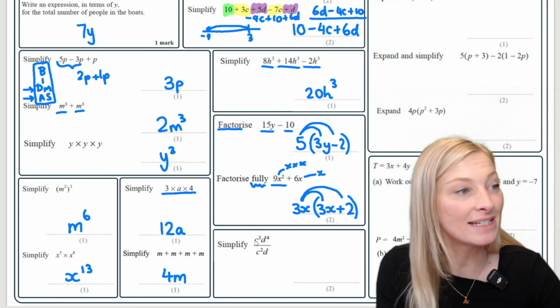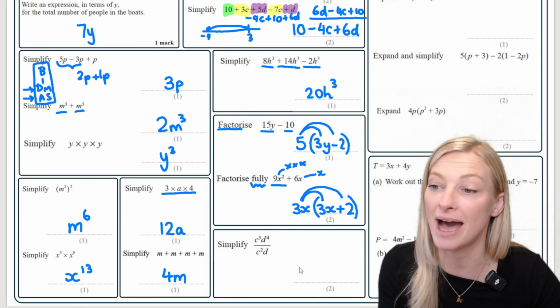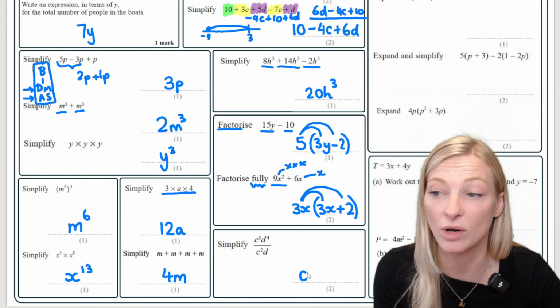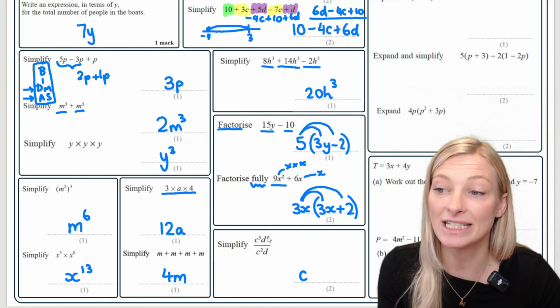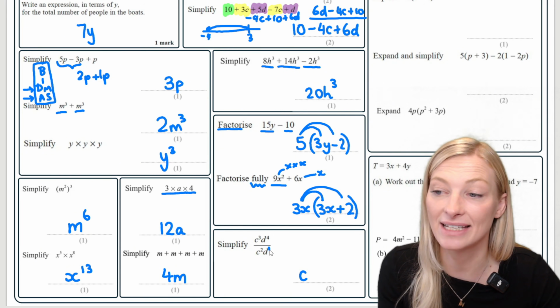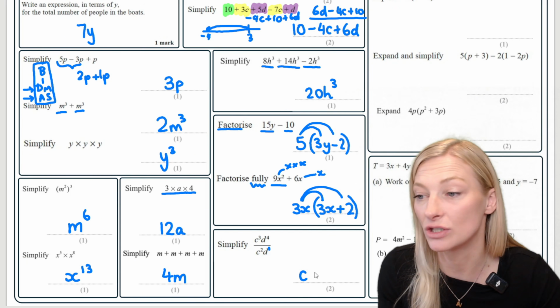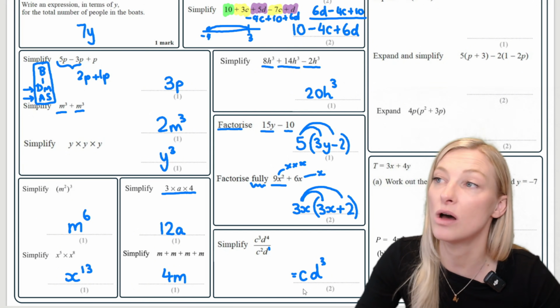Down at the bottom, c cubed divided by c squared. We are dividing, so we're taking away the powers, and that leaves me with just c to the power of 1. But you can put the 1 or not. I wouldn't, because you don't need to. And then we've got d to the power of 4 divided by d. And again, that d on its own is d to the power of 1. D to the 4 divided by d to the 1 is just d cubed. So cd cubed is your answer there.